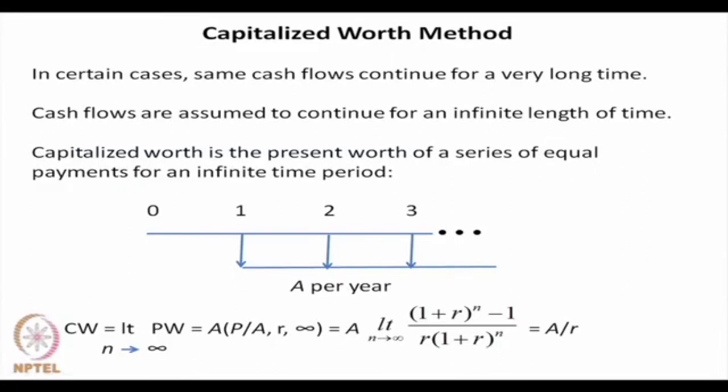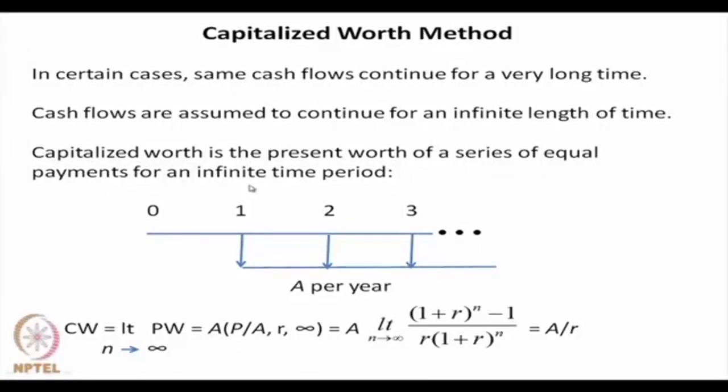Now, we introduce yet another method called the capitalized worth method, or CW method. In the capitalized worth method, we assume that an equal payment or receipt is made for a very large number of years, particularly, let us say, government projects, which are very long duration projects: a dam, a bridge, a road, and similar such projects which require large investment and which have a very long life.